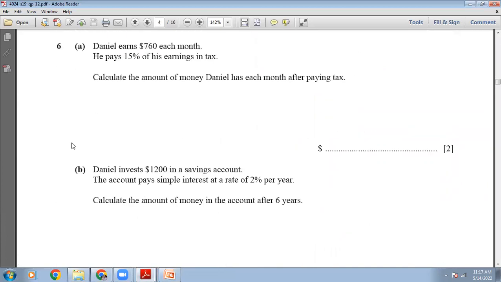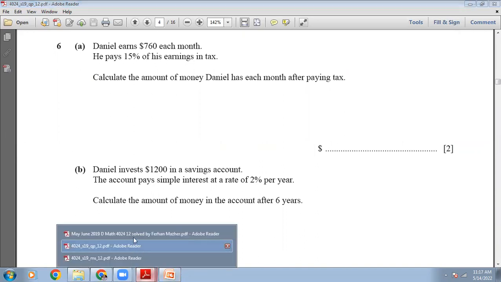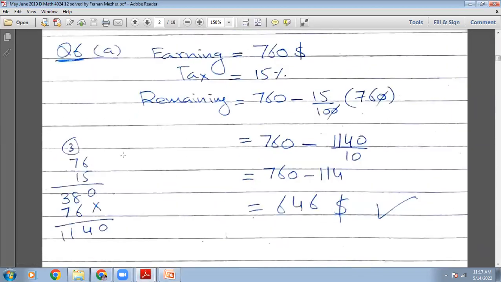The next question coming up is, he says, Daniel earns $760 each month. He pays 15% of his earnings in tax. Calculate the amount of money Daniel has each month after paying the tax. So the gross money he is earning is 760. From it, subtract the 15% of the 760, and the remaining will be the money he will take home. So very simple, earning is $760, tax is 15%. After paying the tax, the remaining money will be 760 minus 15% of 760.